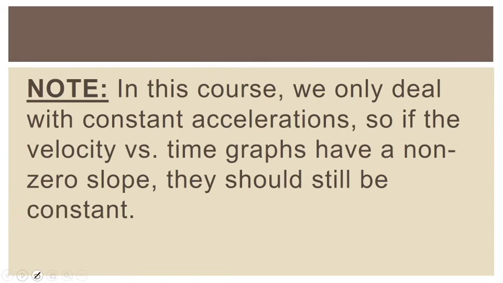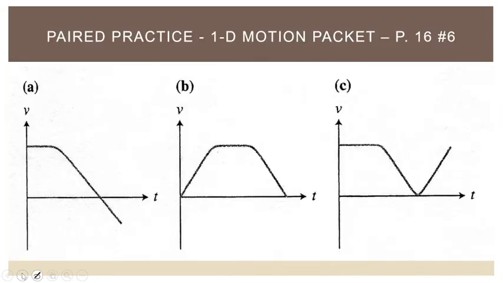On that note, let's take a look at another example. This example, I just want to be clear about this first. This example is from the 1D motion packet. This set of graphs is on page 16. The question is number 6. However, number 6 is not asking you to draw graphs. I think it's saying, like, if this verbal description describes the motion of an object, then which one of these graphs is the right graph?